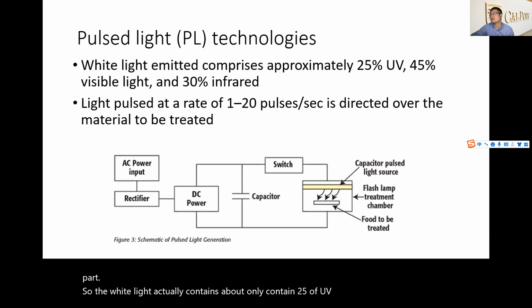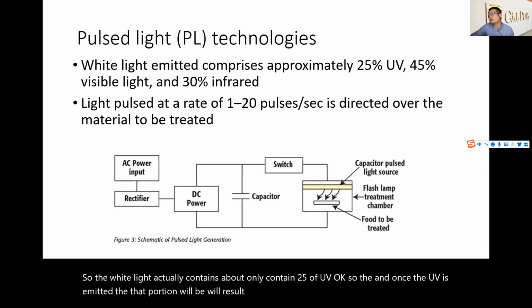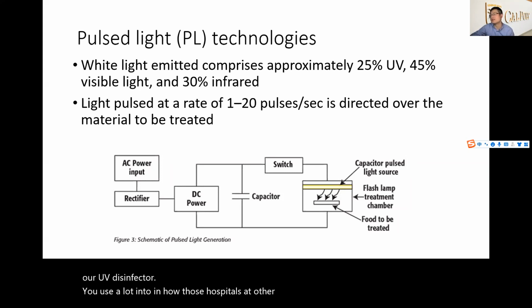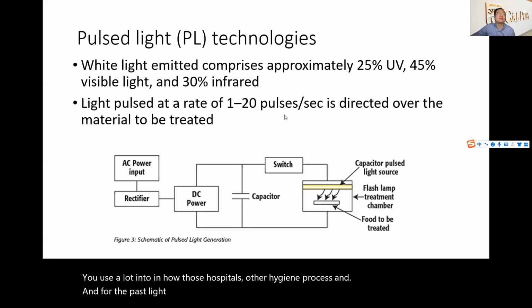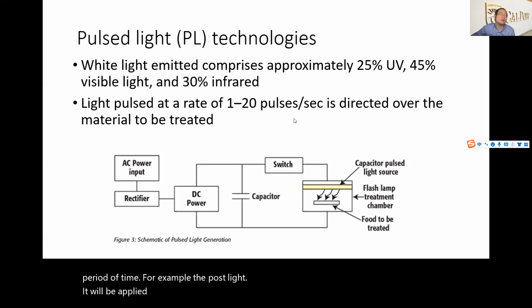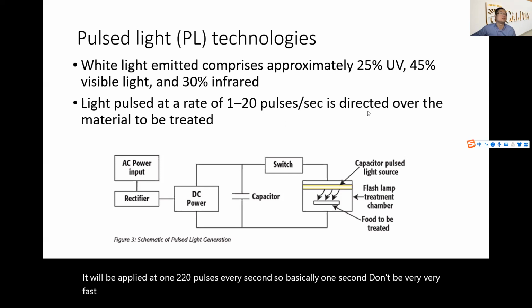Okay, so once the UV is emitted, that portion will result in the microbial inactivation. It will be done through several pathways, either photochemical, photothermal, or photophysical routes, just like our UV disinfector. You use it a lot in hospitals and other hygiene processes. And the pulse light is very similar to the PEF, in that we only apply light for a very short period of time. For example, the pulse light will be applied at 1 to 20 pulses every second. Okay, so basically 1 second will be very fast to kill the bacteria.